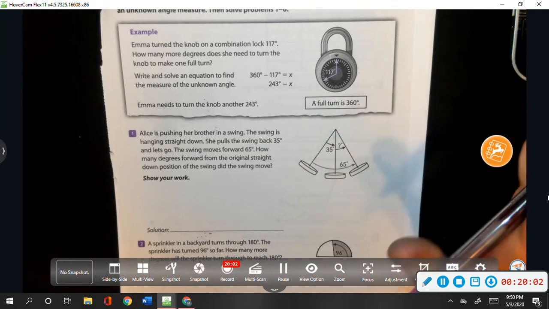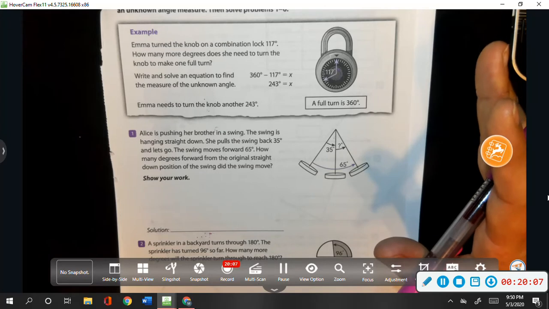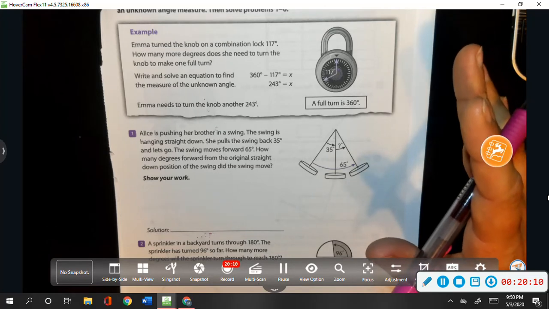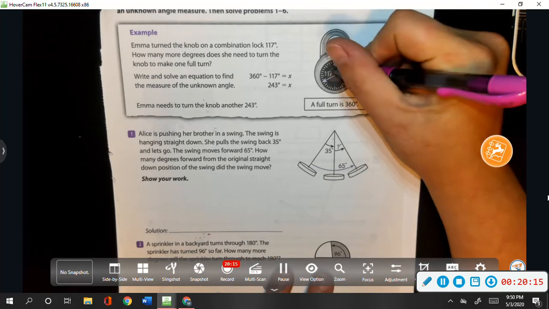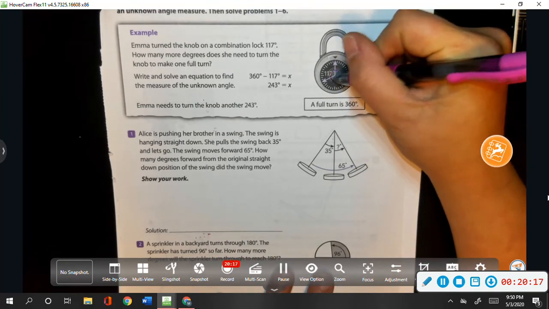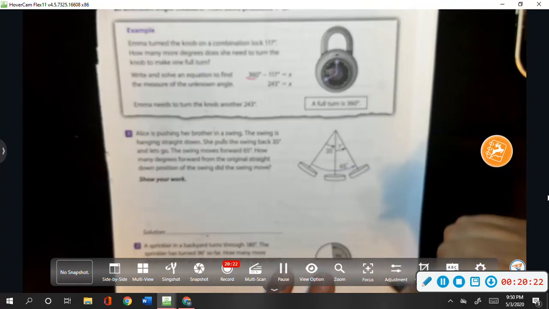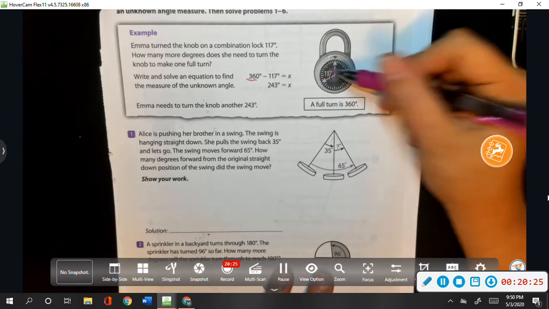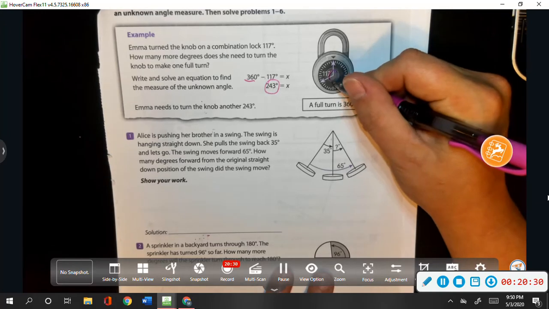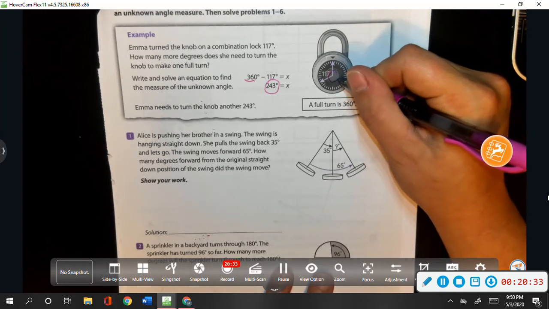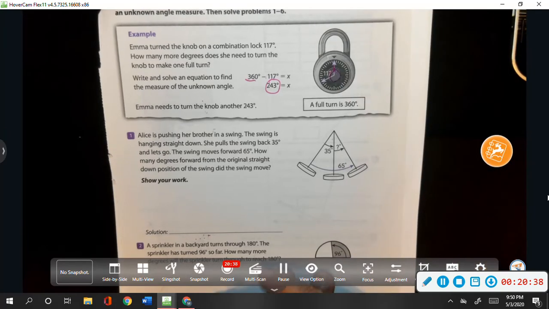Anywho, so the example. Emma turned the knob on a combination lock 117 degrees. How many more degrees does she need to turn the knob to make one full turn? So one full turn would be going all the way around, which is in what shape? A circle. A circle is 360 degrees. And all they did was take the angle measurement that they knew and subtract, and found out that if they did 243 1-degree turns on this lock, they would end up back in the center of their circle.